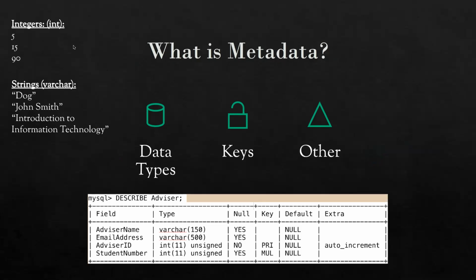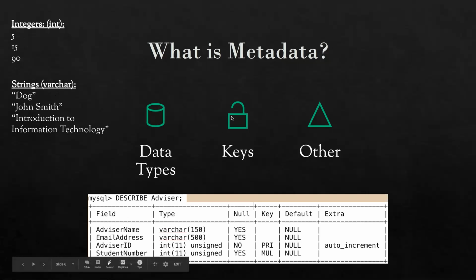So we can have an integer data type, okay? Abbreviated as int. This is a whole number, okay? 5, 15, 90, these are all integers. We could have a strings data type, abbreviated as varchar. And examples of these are dog, John Smith, Introduction to Information Technology. And if we look at the example below, we can see that there are 2 strings, the varchars, and 2 that are integers.